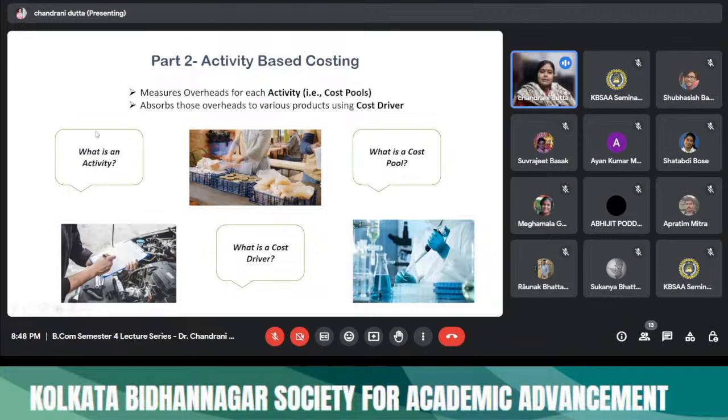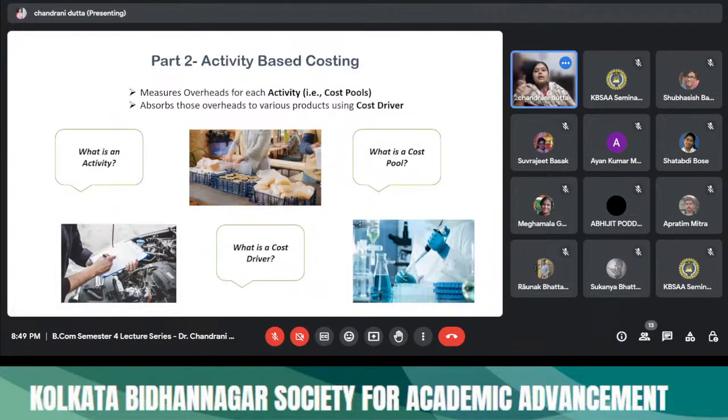So what is an activity? Packing is an activity, testing is an activity, setup, or machine checkup, that is an activity. Repairs and maintenance, that is an activity. So you're doing some activity, and due to that activity you are incurring the overhead. So what is a cost pool? These are the three terms which you need to know in this part: activity, cost pool, and cost driver. Activity is the action that you're performing to do a task. Given these examples, so what is a cost pool?